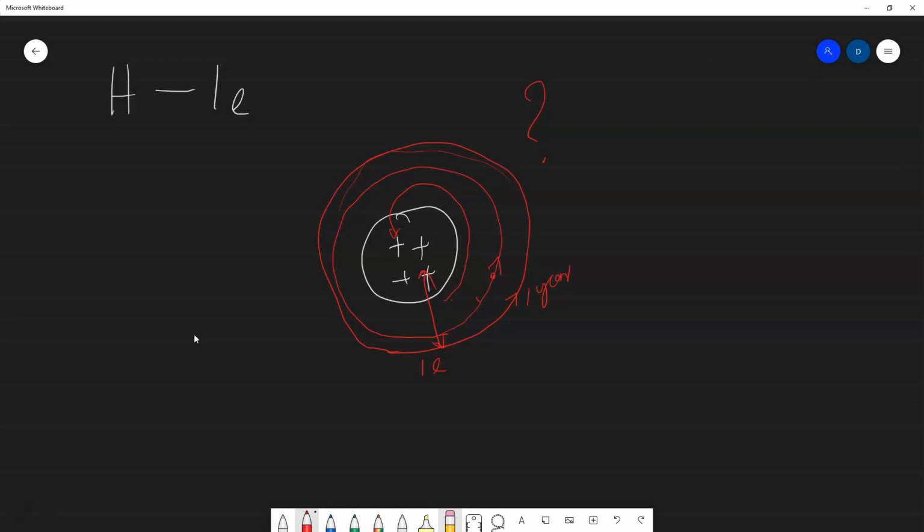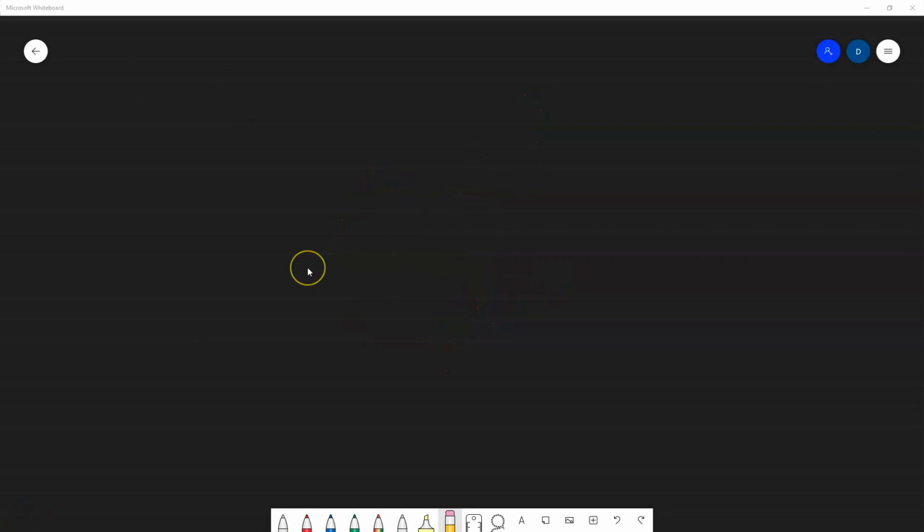That's the final verdict made by the scientists about how the electrons are revolving around the nucleus. So finally what the scientists came up with is, you got a nucleus here, I'm going to write that in plus.